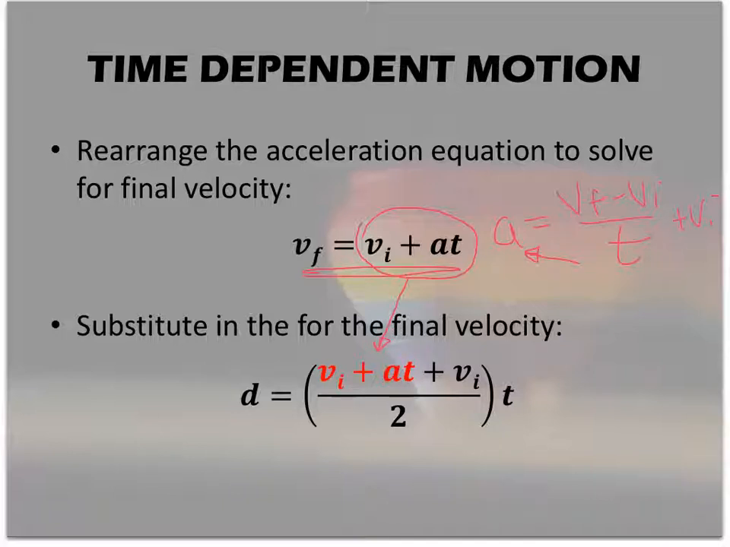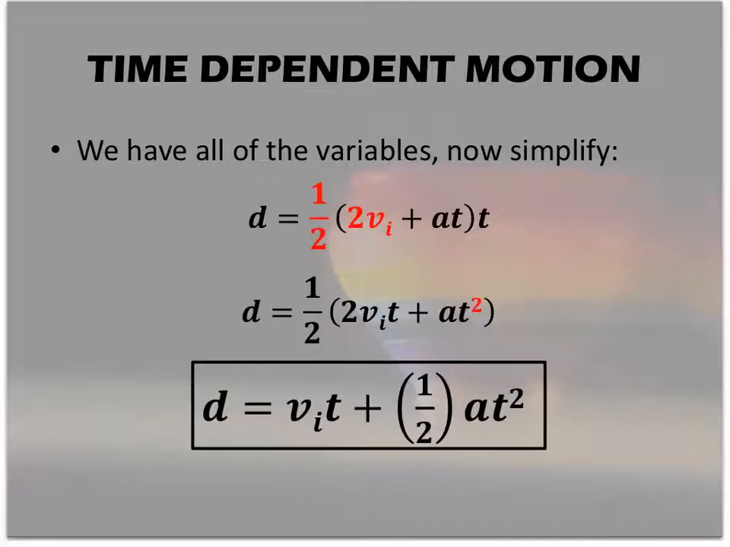So now I've taken final velocity and I've changed it. If you think about that part of it, final velocity is really what you started with, plus the rate at which you changed your velocity and how long you changed it for, to get a final velocity. That we can substitute in there. Now, quite simply enough, we have all our variables in there. Now all we need to do is simplify.